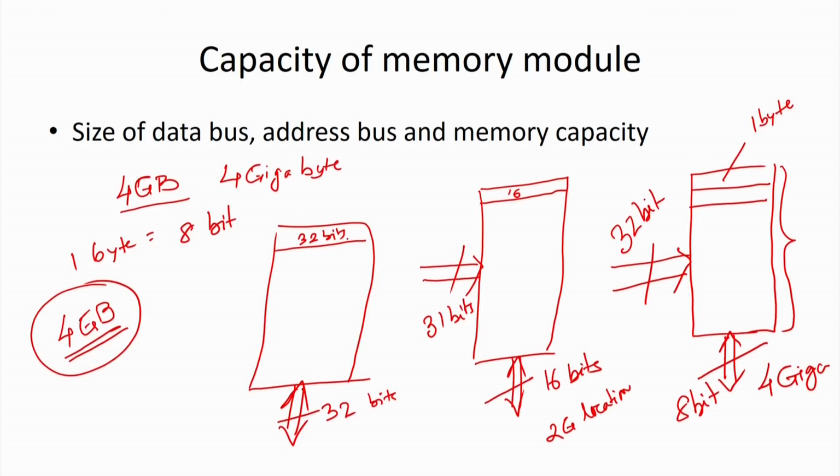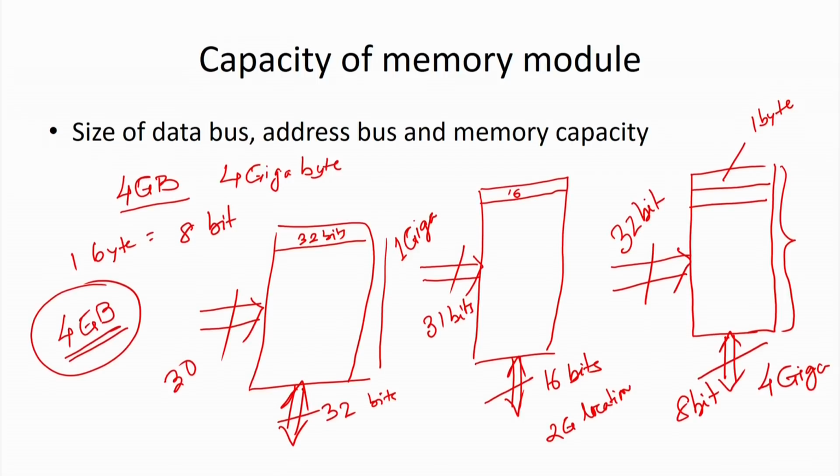Since in one memory location I am storing 4 bytes, what will be the total number of memory locations? You will find that this is 1 giga location. 1 giga into 4 bytes will give 4 gigabyte. Now, to address 1 giga memory location, what will be the size of this address bus? You can very well find it out. This is 30. 2 to the power 30 is equal to 1 giga.